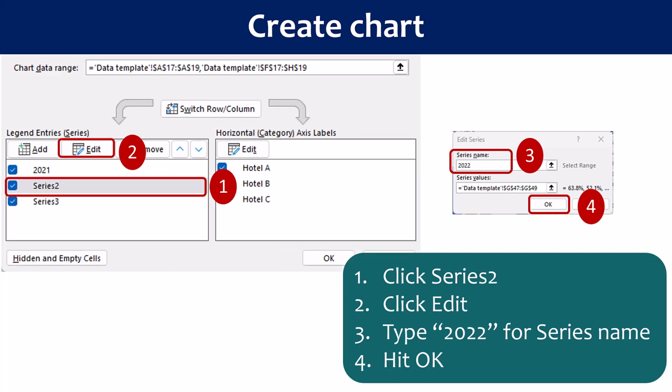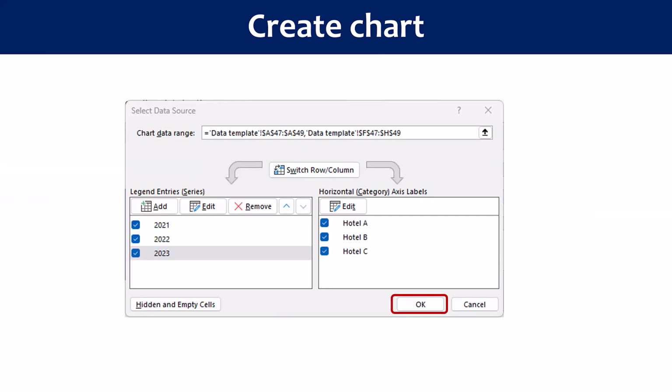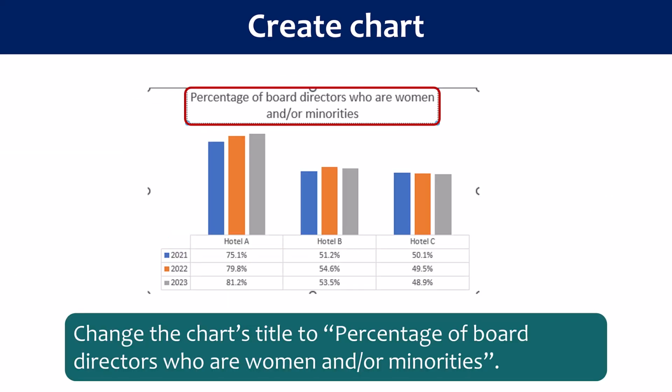Repeat the steps for Series 2 by clicking on Series 2 and then clicking on Edit. Next, type 2022 for series name and hit OK. Repeat the steps for Series 3 by clicking on Series 3 and then clicking on Edit. Next, type 2023 for series name and hit OK. Click OK after all the series have been updated. Change the chart's title to Percentage of Board Directors who are women and/or minorities.